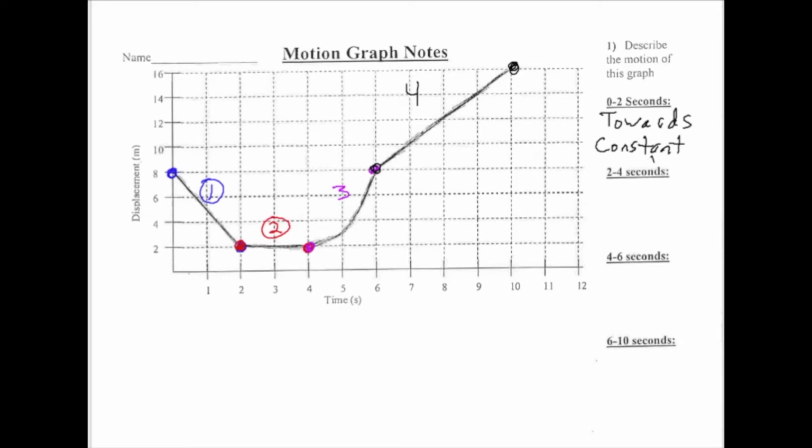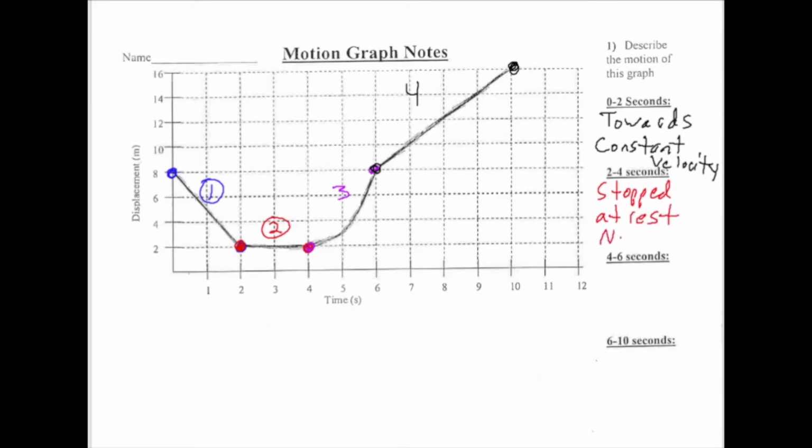Let's take a look at our second line here. Starts at 2, ends at 4. We can see that this one's at 2 meters, and it continues at 2 meters the entire time. So that one is going to be stopped or at rest. Stopped, at rest, or not moving.